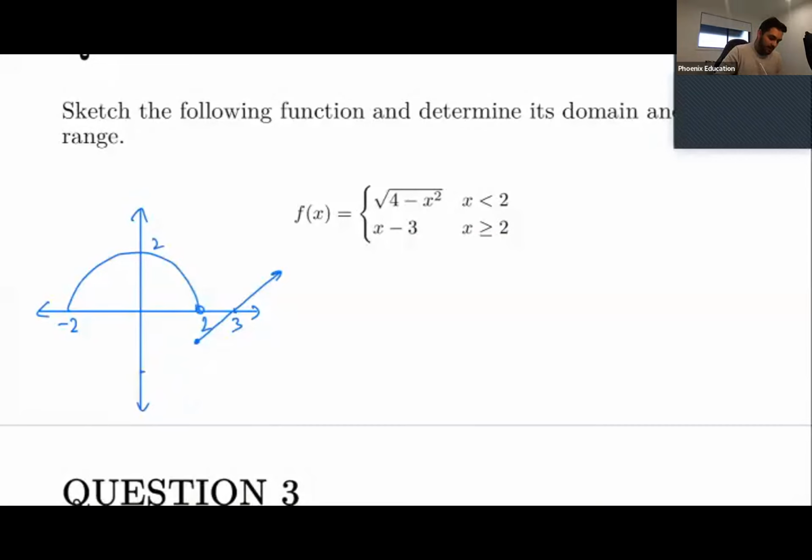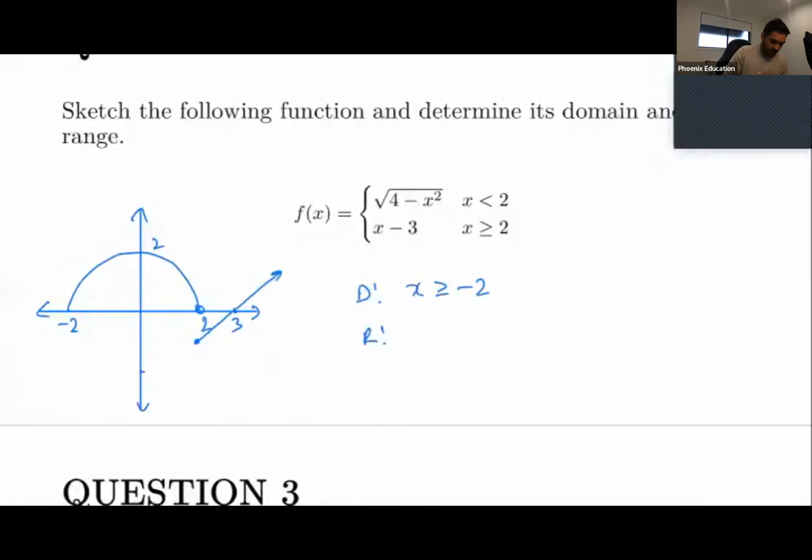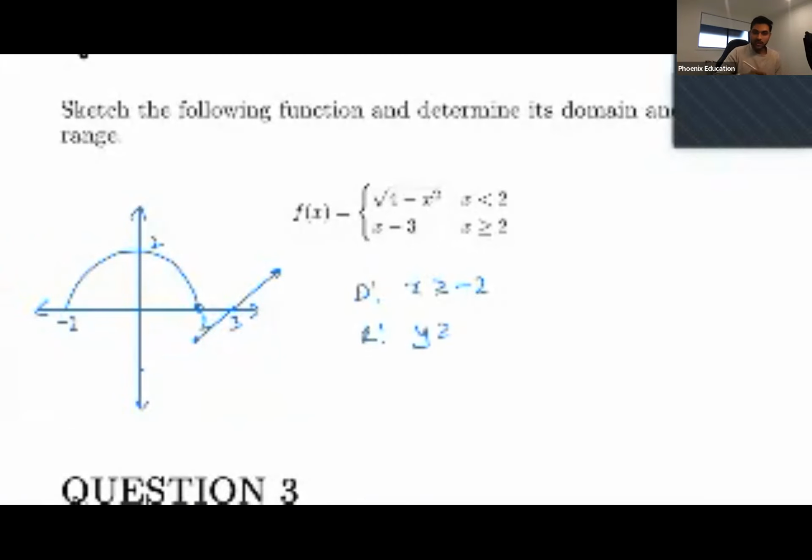For the domain, this graph actually stops at -2, and exists only on the right-hand side of -2. So the domain will be x is greater than or equal to -2, okay? You can see that nothing exists on this graph to the left of -2. For the range, if you have a look, there's nothing below y is equal to -1. We know for sure that it will be y is greater than or equal to -1. But let's see if it has any upper limits.